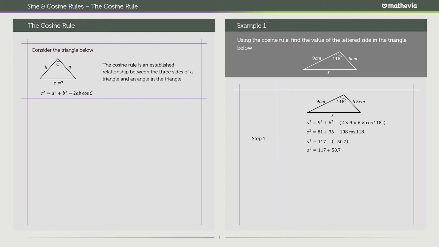So you have that s squared equals 117 plus 50.7. S squared equals 167.7. And you have that s equals root 167. So you find the square root of 167 to find s. And finally, you have that s equals 12.95 centimeters. Simple, straightforward. Let's do another example.